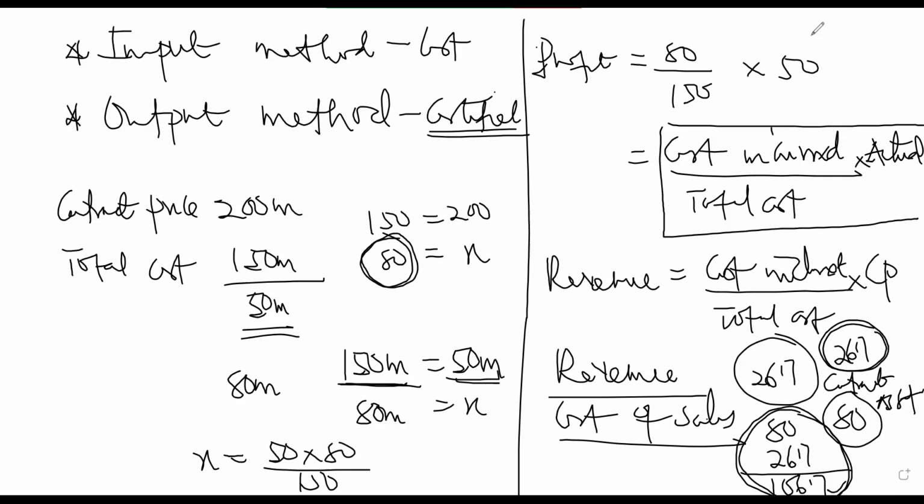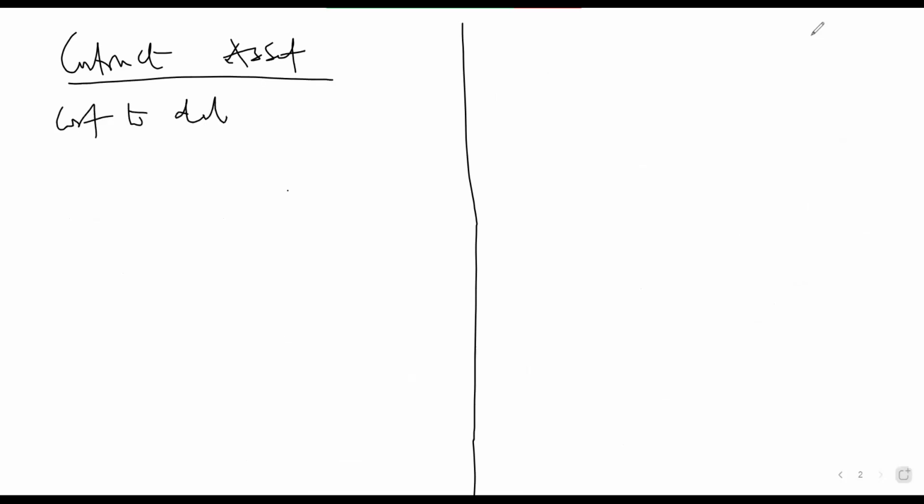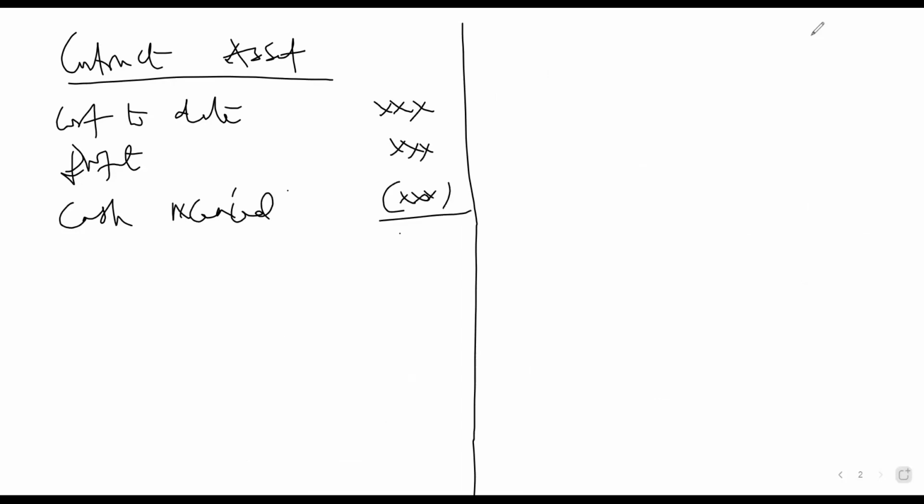So the question can ask you to compute the contract assets. How do we go about a contract asset? We can also have contract liability, where the customer will be paying more than the amount that they have to pay. So let's look at the contract asset first. The contract asset will be cost incurred to date plus the profits on the completion. Then you subtract the cash received. The difference will give you the contract asset. You can also have contract liability too.